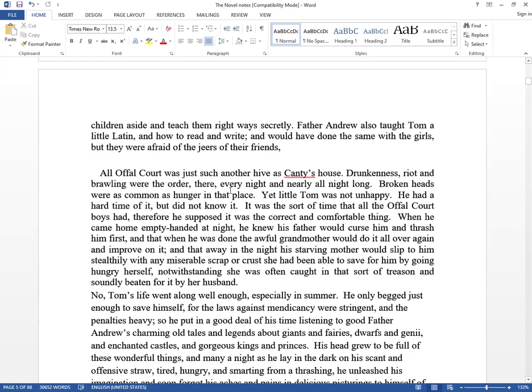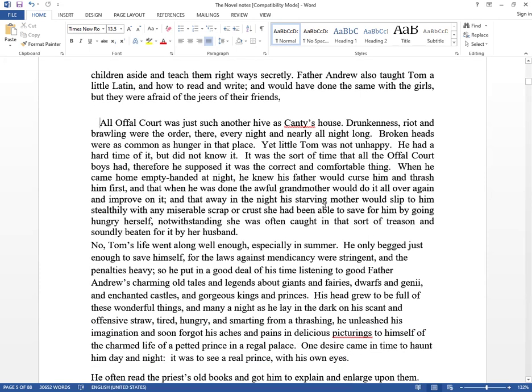Okay, go to the next part where we stopped. All Awful Court was just another hive. Now, the writer again describes Awful Court's nature. Another hive. Hive means a colony of bees. That is a metaphor used because it is congested, packed with people. Drunkenness. These are the common features of Awful Court. Underline drunkenness. Everybody drinks. Riot. There are fights, quarreling. Riot means brawls, fightings.